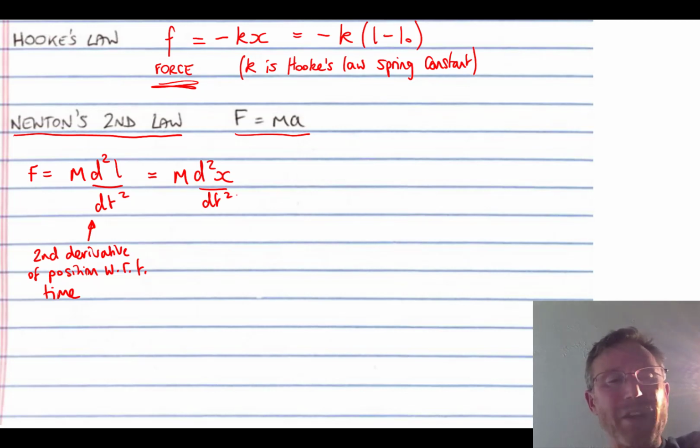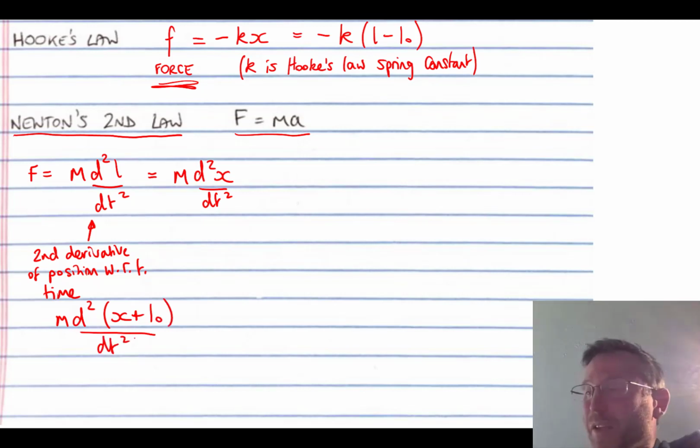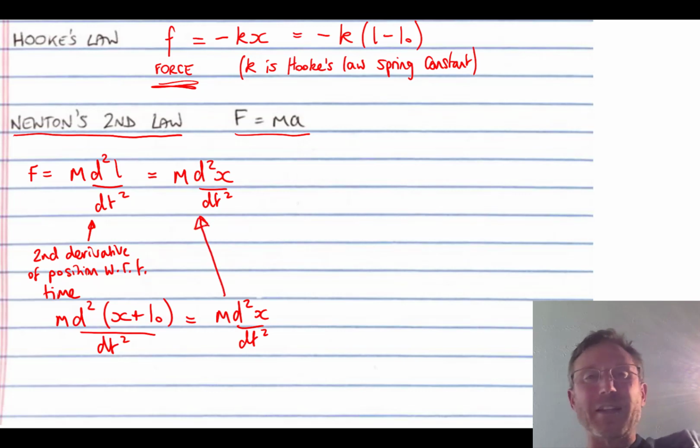Why is that? Remember that d squared L by dt squared is really the same as the second derivative of x plus L naught with respect to t. But with L naught being a constant, the second derivative of a constant is 0. So that is equivalent to m d squared x by dt squared. That's how we get this expression.